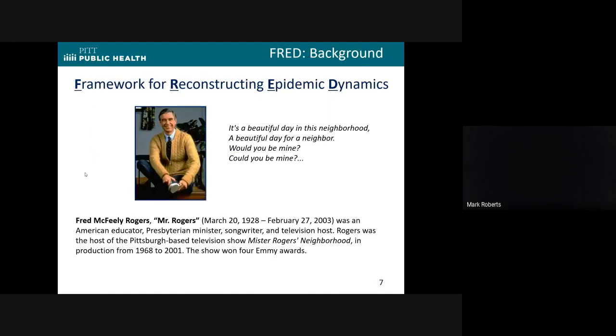The real reason it's called FRED, though, for those of you who know anything about Pittsburgh, FRED is where Mr. Rogers' neighborhood started. And it was Fred McFeely Rogers who was all about neighborhoods. And since this is all about locations, Don Burke, our dean, said we should name it FRED after Fred Rogers.